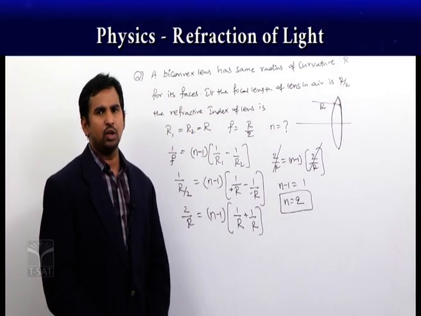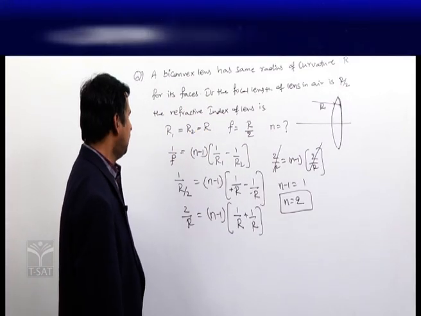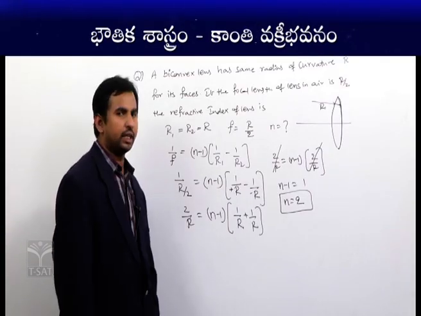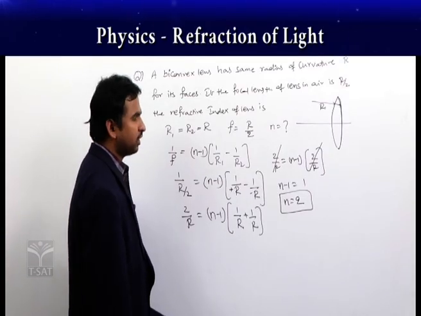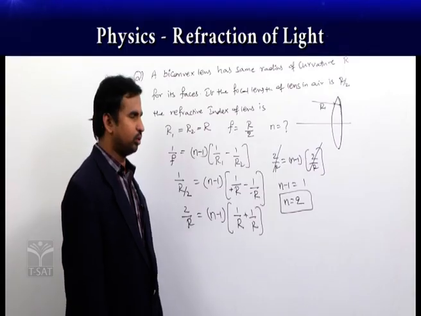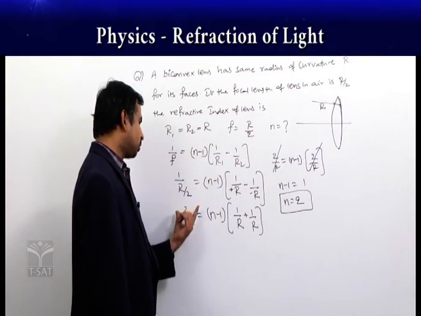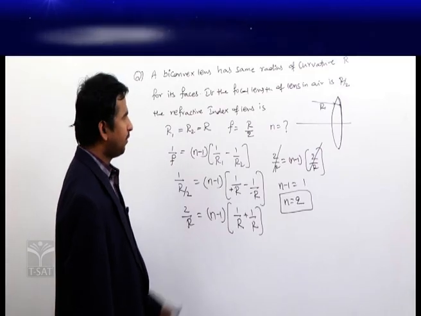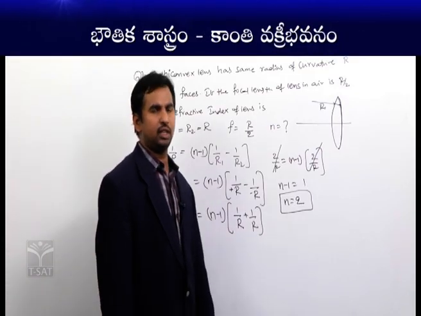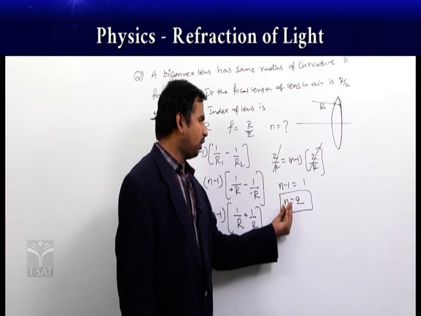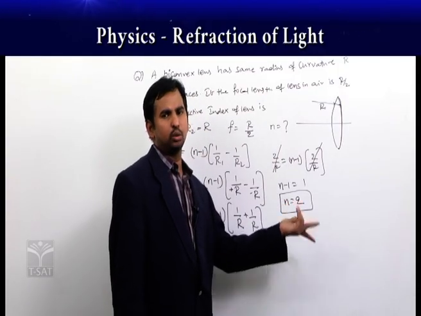So when you are taking a lens having the same radius of curvature r and r, and the focal length here we are taking is r by 2, which is half of the r value, then if you substitute that, finally we are getting the refractive index of the given material, which is the lens, that n value we are getting as 2.